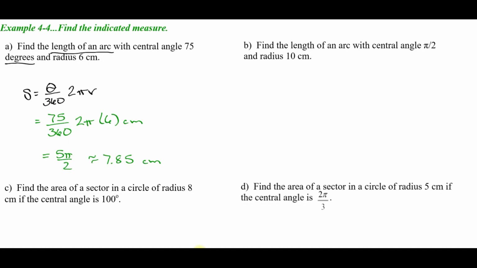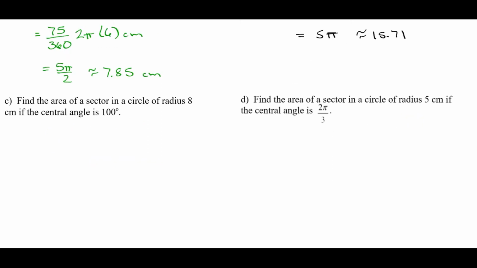So if we look at B, find the length of an arc. Again, we've got arc length. Central angle is pi over 2. Remember, there's no degree symbol, so that tells me that it's radians. And my radius is 10 centimeters. So we're going to use the arc length formula for radians, just theta times r. So we have pi over 2 times the radius, which is 10. Simplifying for my exact answer, we would get 5 pi, and our approximate answer would be about 15.71.